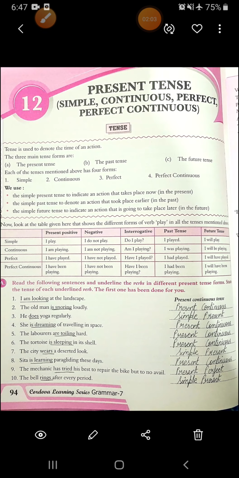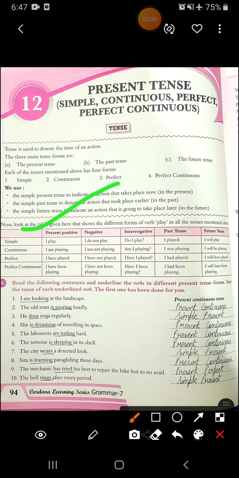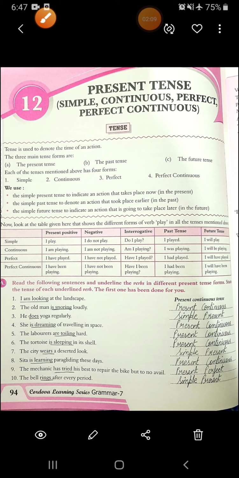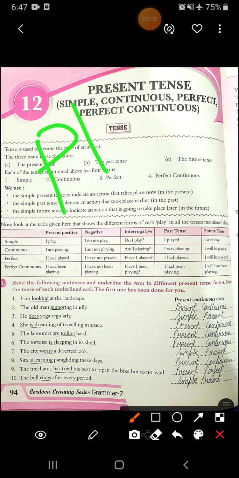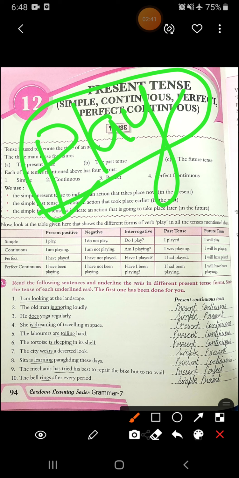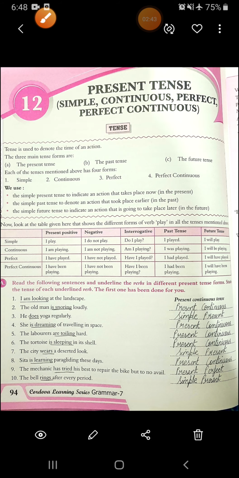Now see here, this table is important. Just see this table. In this table you can see the verb play is mentioned in all the forms, like in simple present tense, then continuous, present continuous, then present perfect, then present perfect continuous, and they are given in present positive, negative, interrogative, past tense, and future tense. So this verb is used here. Now let's see one by one.